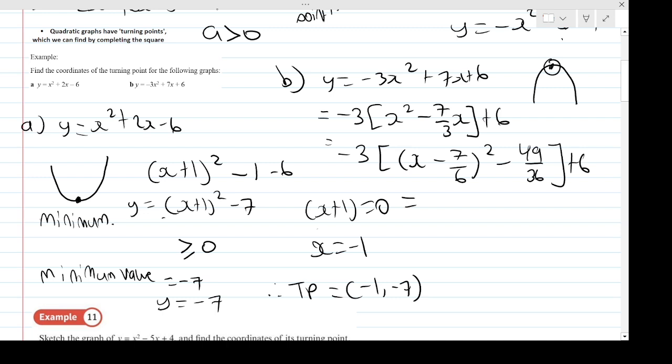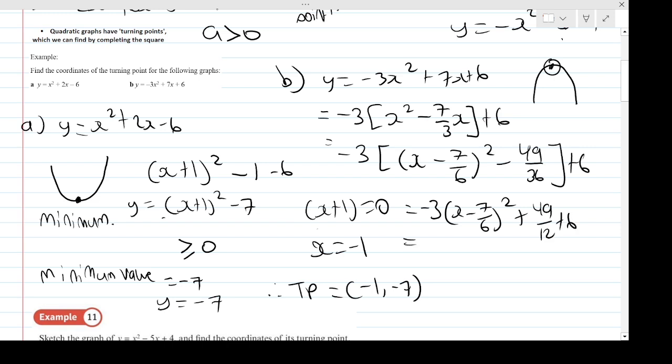Then I'm going to bring out the minus. I'm going to times by -3 to expand the bracket. So I'm going to get -3 lots of x -7 over 6 all squared. Then I'm going to times -3 with -49 over 36, and that's going to get me positive 49 over 12. Add 6.